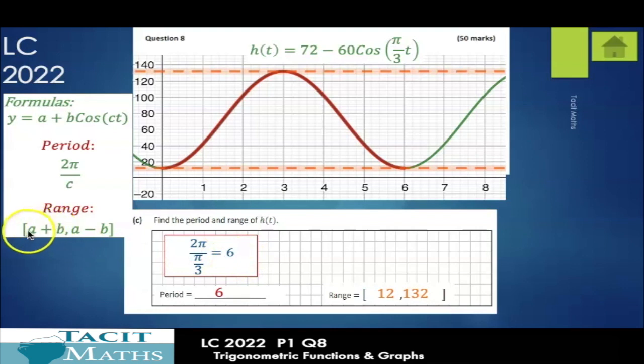Okay, same with the range. So that's your a, that's your b, and if you do a plus b, you actually end up with 132, and if you do a minus b, you get your 12. So there are your values, and actually it doesn't matter if you mix these two up. If you said 132 and 12, that's full marks as well. But just traditionally, it's good to start with the smallest one, the lowest one, and finish with the highest one. Okay, so you didn't need to use these formulas, but that's what it would look like if you did.